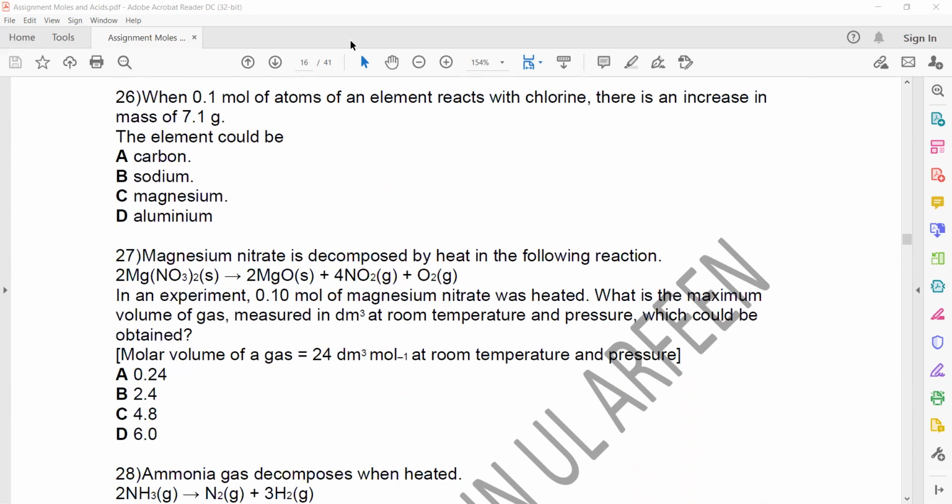In question 26, when 0.1 mole of atoms of an element reacted with chlorine, there is an increase in mass of 7.1 gram. What could be that element? So how can we work out which element is there? First we should know the balanced equation, like if magnesium is reacting with chlorine, it will form magnesium chloride.